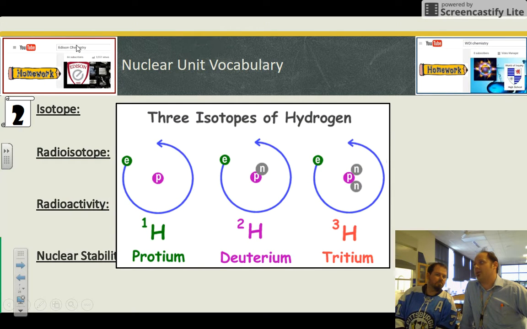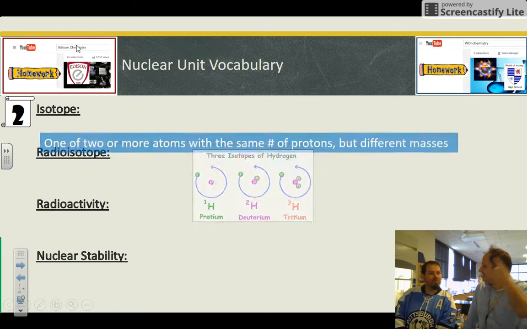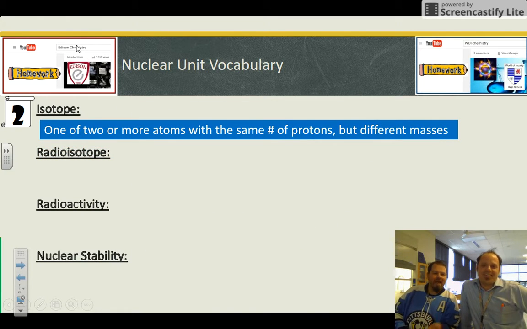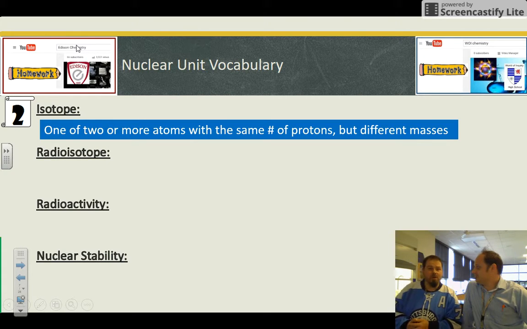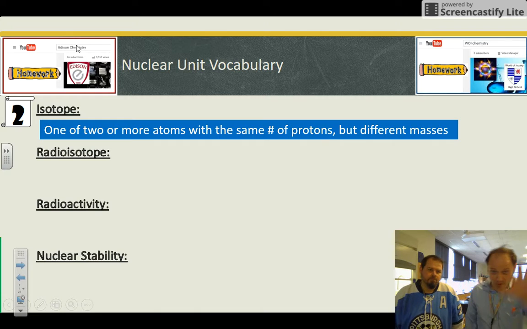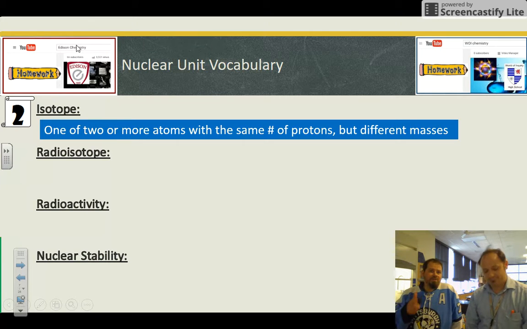Isotope, baby. Isotopes. Here's a picture. I've seen this before, back in atomic theory. It's all coming back around, full circle, like an atom. One of two or more atoms with the same number of protons but different masses. That means we have different numbers of neutrons. Electrons we're not counting because we're not talking about ions. It's the same protons, different neutrons, but still the same element, because protons are king.